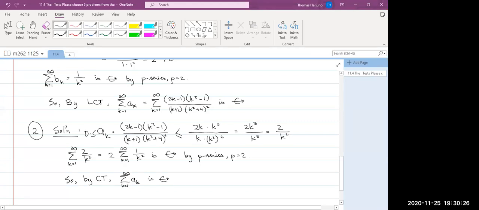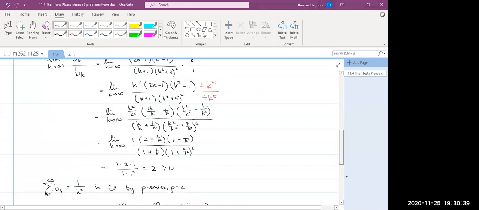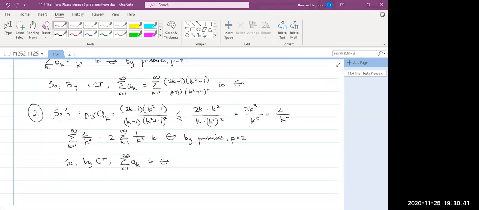Okay, so it has to be non-negative and bounded above by something convergent. Therefore, by the comparison test, it is convergent. I think this is a better argument. This is a better argument. Notice that this argument in step two, the second method here, does not work.